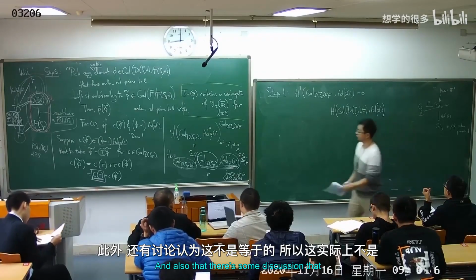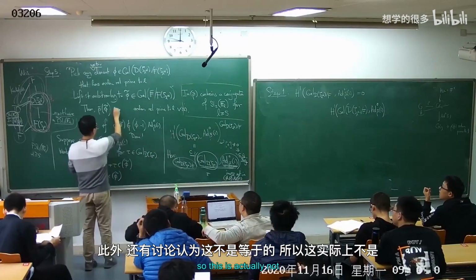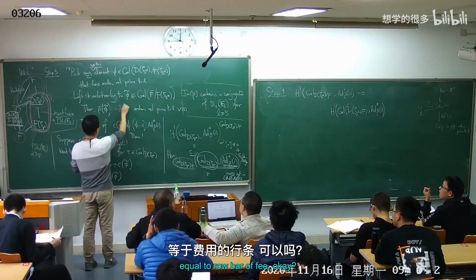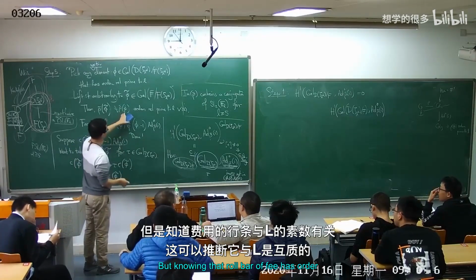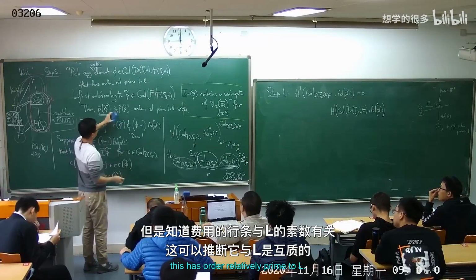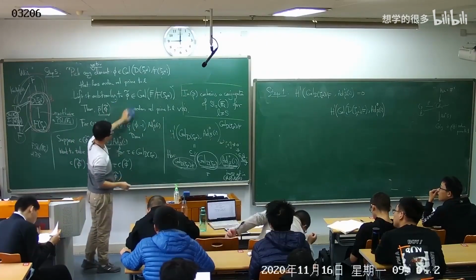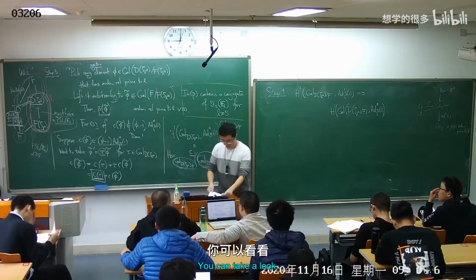And also there's some discussion that this is not equal to, so this is actually not equal to rho bar of phi, okay? But knowing that rho bar of phi has order relatively prime to L, it can imply this has order relatively prime to L. I'll write the better notes in my notes. You can take a look.